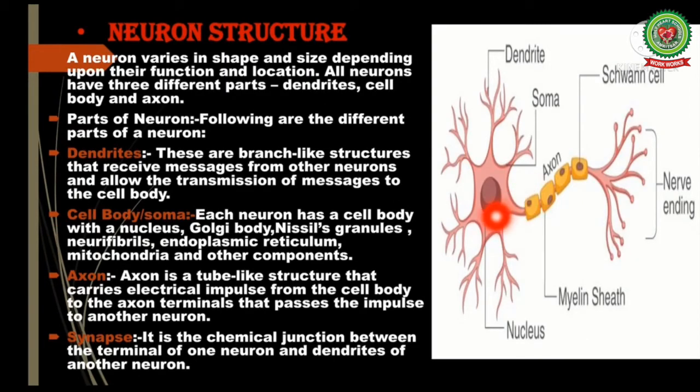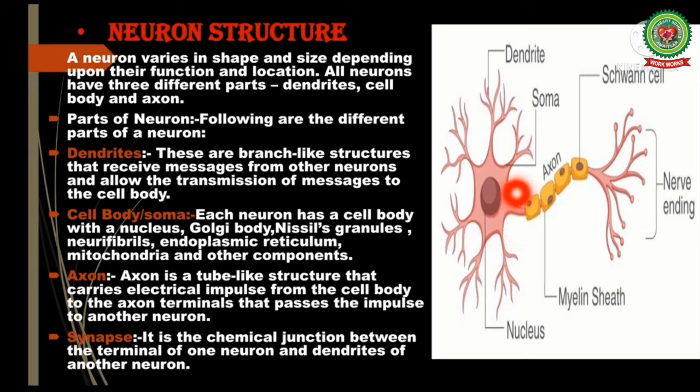A neuron varies in shape and size depending upon its function and location. All neurons have three different parts: dendrites, cell body, and the axon. Dendrites. These are small cytoplasmic extensions of the cell body of a neuron. They are also known as afferent processes. These are the branch-like structures that receive messages from other neurons and allow the transmission of these messages to the cell body. Then is the cell body, that is also known as soma or perikaryon.